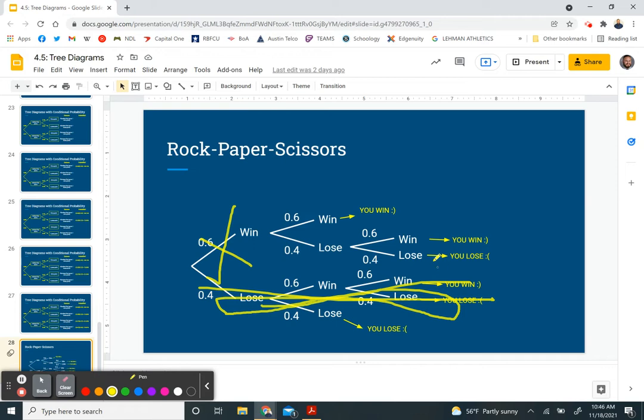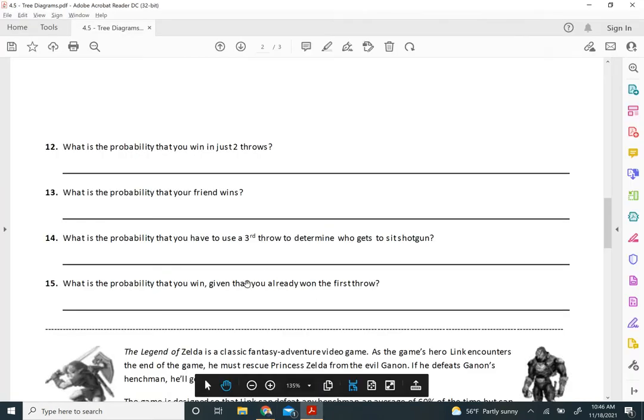What's your probability of winning now? Well, you can win right here, and you can win right here. So you can win the next one and you're ready. That's already 60% right there. 60% is how much you win right there. You could lose the next one and then win the last one. So 0.4 times 0.6. Figure out what 0.4 times 0.6 is. Figure out what percentage that is. And then just add these two together. And that would actually give you your answer to question number 15.